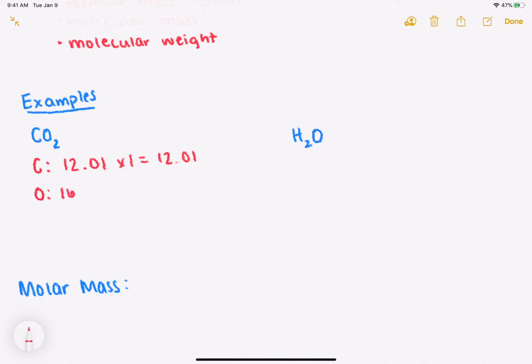Oxygen has an atomic mass of 16, and there are 2 of them in this molecule, CO2. So 1 for carbon, 2 for oxygen, and that gives us a total of 32.00 AMU for oxygen. When we total those together, we get a total sum of 44.01 AMU, and that is our formula mass for CO2.